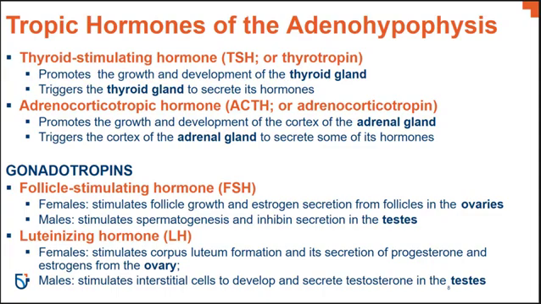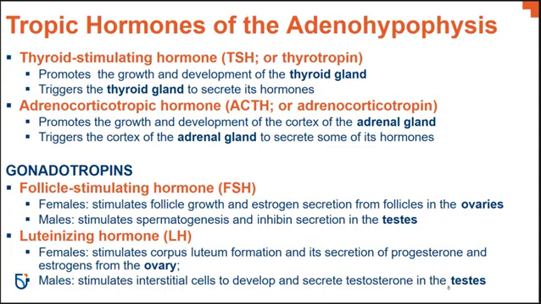ACTH, or adrenocorticotropic hormone, promotes the growth and development of the adrenal gland. So remember that that is the gland that sits on top of the kidney, and it primarily stimulates the cortex, or the outer region of the adrenal gland. It will also trigger the cortex of the adrenal gland to stimulate the release and secretion of some of its hormones.